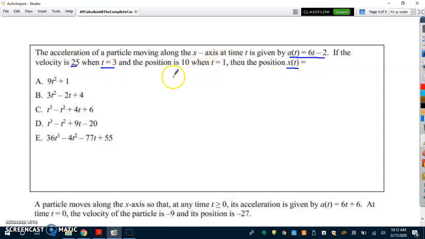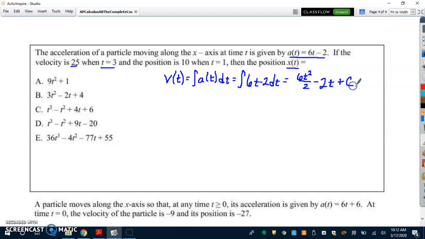Well, to find v of t, I'm going to need to find the integral of a of t. So v of t is the integral of a of t dt, of course. So that's the integral of 6t minus 2 dt. What does that give us? Well, that gives us 6t squared over 2 minus 2t plus c. All right, so that's my velocity function. Well, I've got some initial conditions, so let's go ahead and simplify that and plug those initial conditions in. That's going to be 3t squared minus 2t plus c.